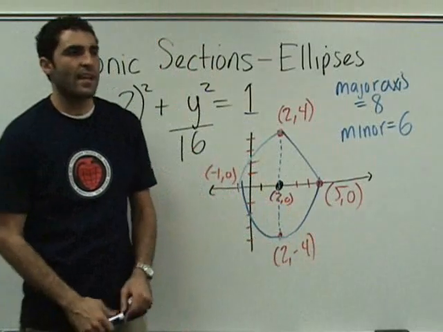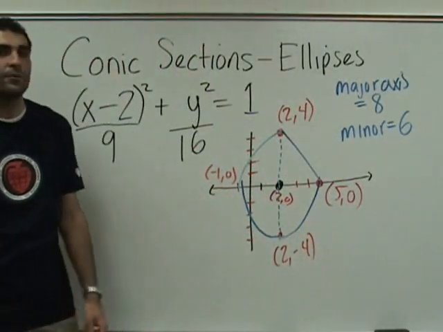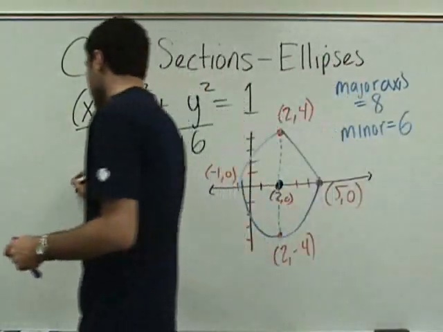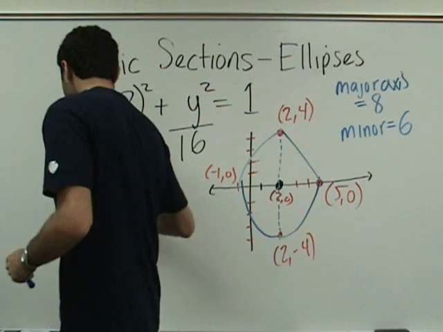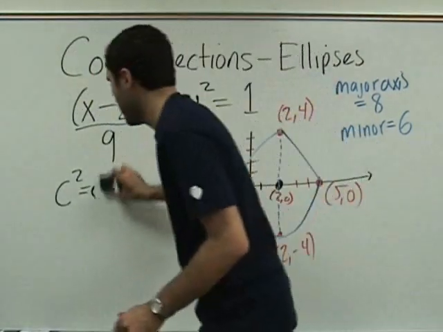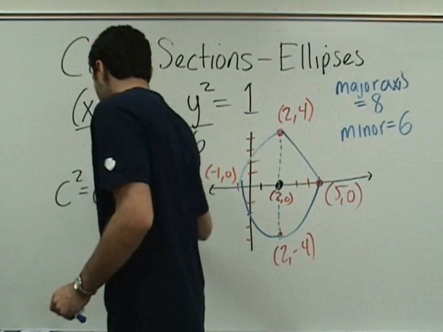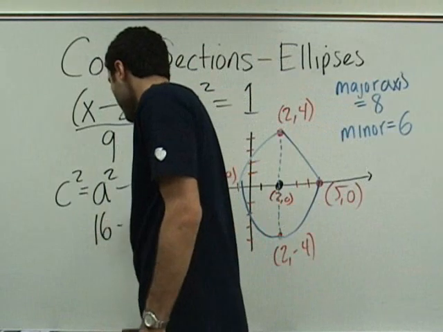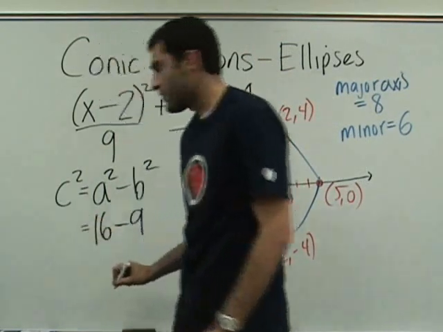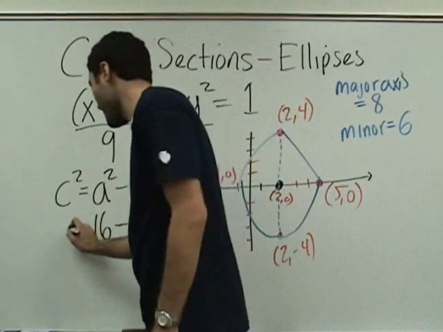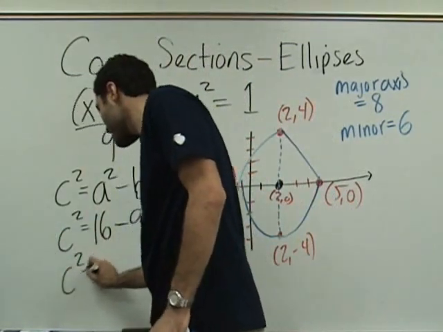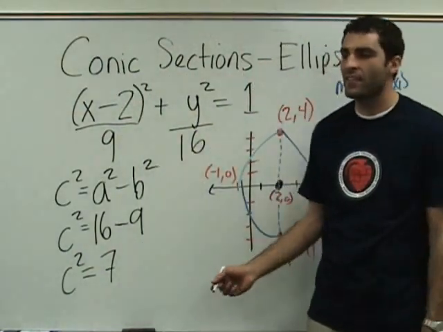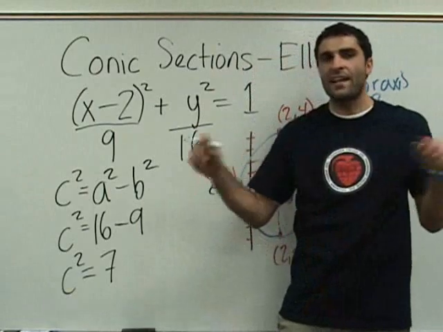If you want to find the foci, how would we do it? What's the formula, please? C squared equals A squared minus B squared. Very good. So you said 16 minus 9? 7. C squared equals 7, so C equals root 7. Technically, C equals plus or minus root 7.